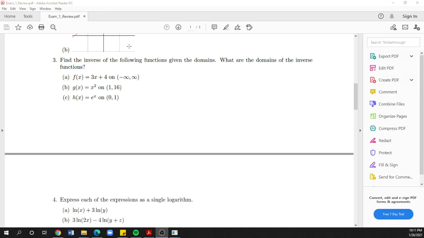Time for problem number 3. So now they give us functions and we're explicitly asked to find the inverse function. So now we're going to test that skill with this problem. So let's go ahead and work that out.